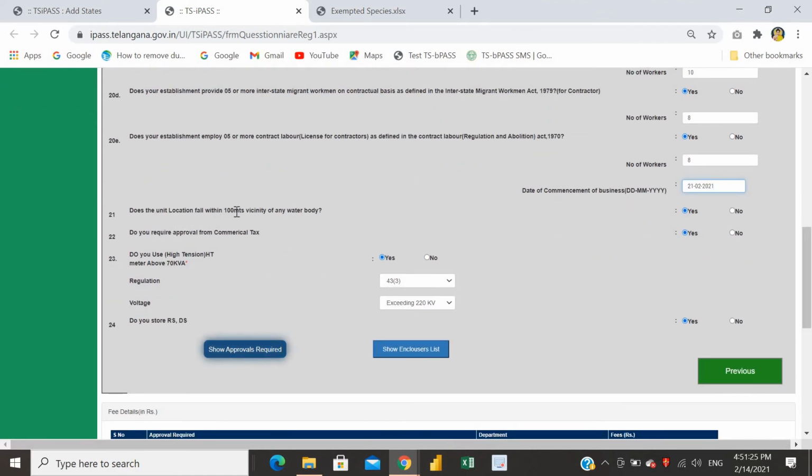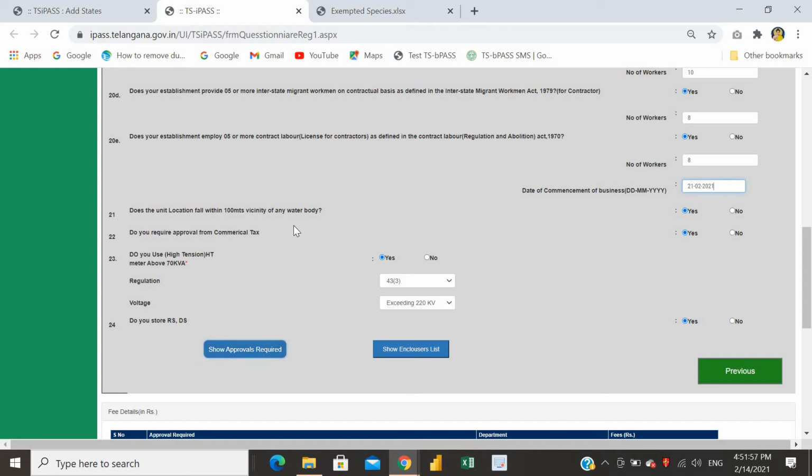Does the unit fall within the 100 meters vicinity of the water body? Why is this question there? Under the building rules, if your plot falls within FTL, I mean the full tank level, or is near a water body, tank, canal, etc., you are not supposed to construct any building. You are not allowed to do any building activities there.